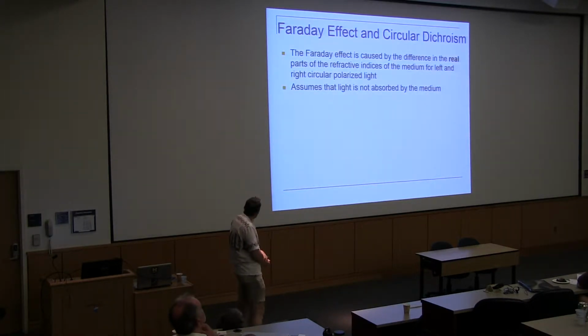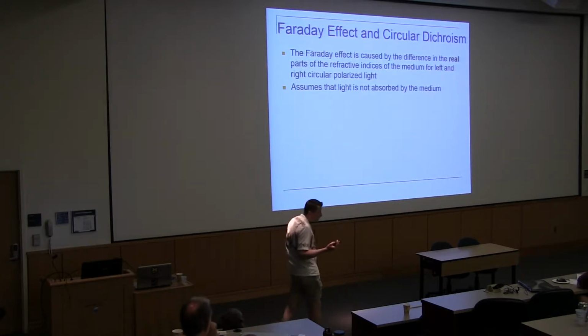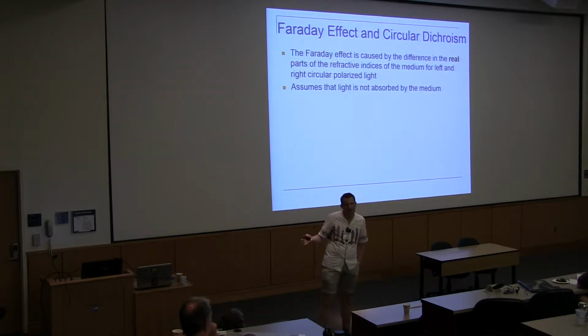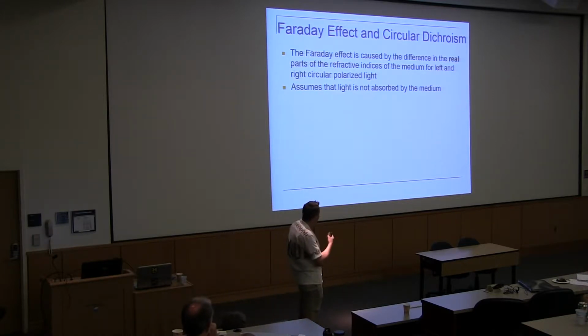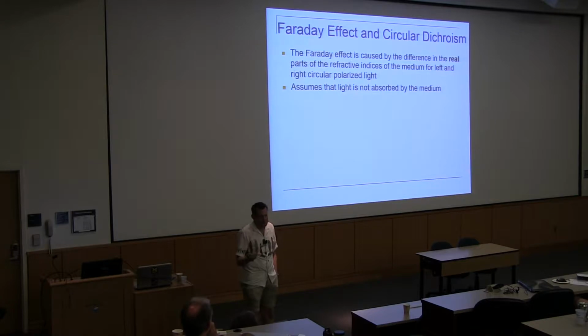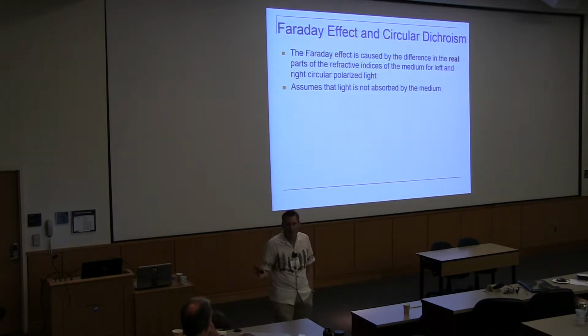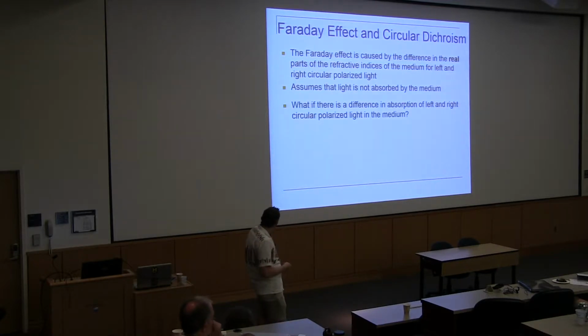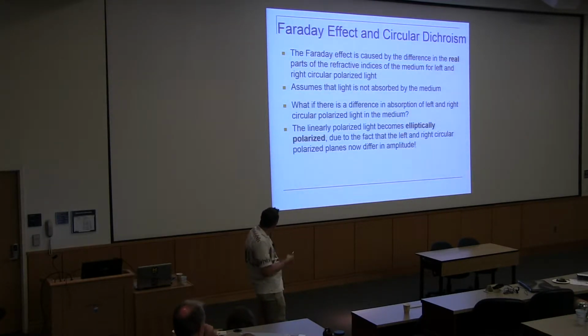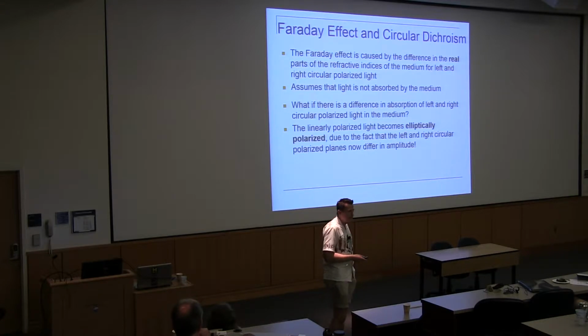Okay, so this of course assumes that the light is not absorbed by the medium, but that can of course happen, and that gets us one step closer to MCD spectroscopy, because we want to absorb the light. Now what happens in this scenario if we assume that there is absorption, but that the left and right circular polarized light are absorbed to a different extent? If we look back at our graphic, we go from linear polarized light to elliptically polarized light.